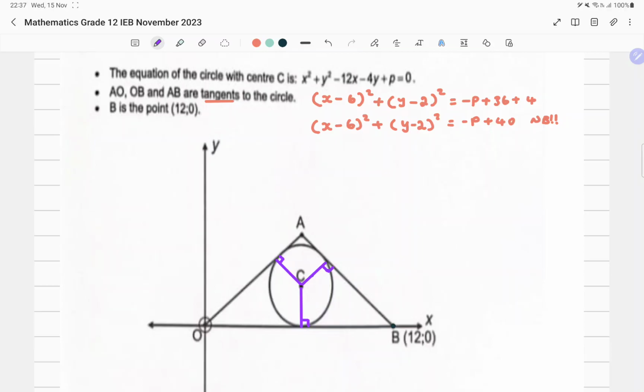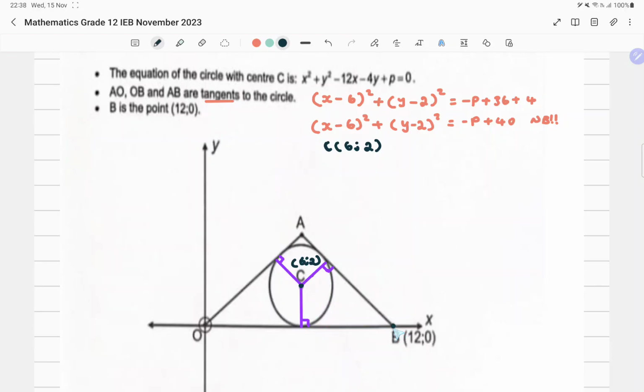So what do we do now? Well, we need the center of the circle. The center can be drawn from what we have above. For the center C, take the opposite sign of that constant inside the bracket, so it's going to be 6. And for this one, we take the opposite as well, so it's going to be 2. So this is our center: C is (6, 2). That is important.